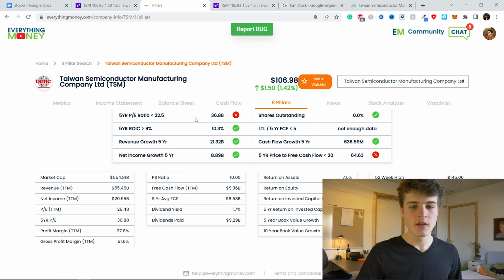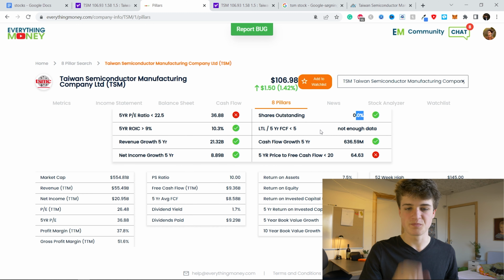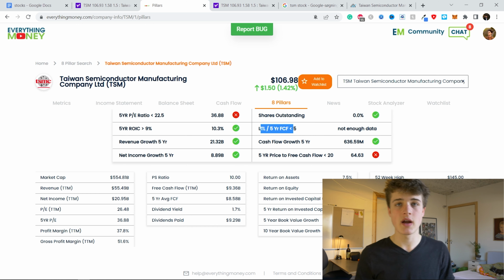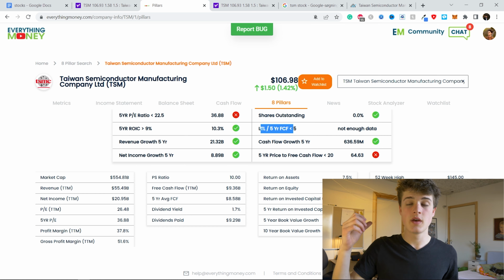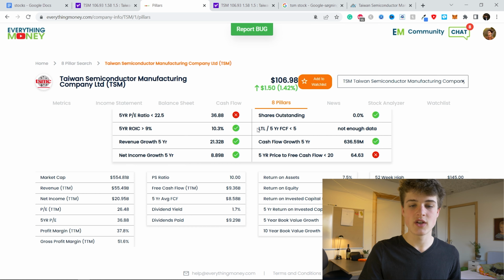You can see their return on invested capital is greater than 9, which is a check mark there, not a lot greater. Revenue growth, massive revenue growth. They have net income growth. Their shares outstanding is staying the same. We can't calculate their debt right now, how much debt they've got, so really figure this one out. I should probably also have included the financial report here. But now let's just continue here. The cash flow is growing.